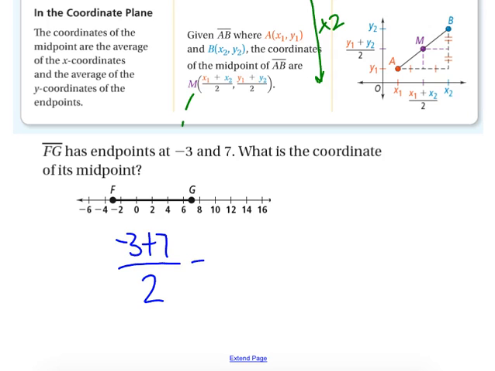-3 plus 7 gives me 4. Divide by 2 gives me 2. Let's just check it out. So there's my midpoint. It's the same distance away. 1, 2, 3. 1, 2, 3. We're good to go.